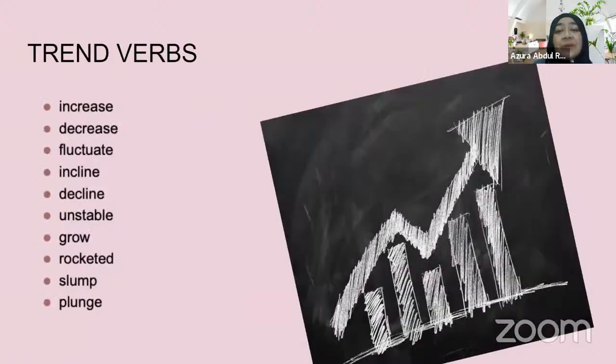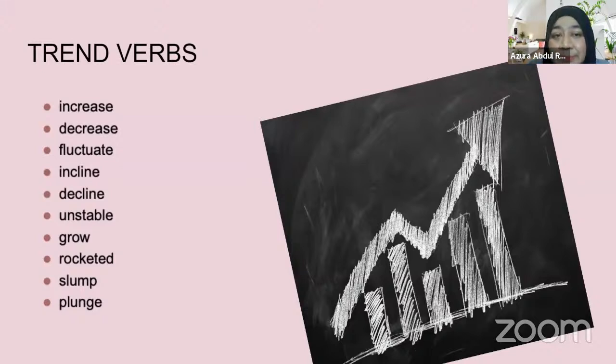Okay, these are trend verbs, like you said just now. Okay, the increase, the decrease, does it fluctuate? Does it incline going up? Does it decline going down? Is it unstable where the line is like a zigzag? All right. Does it grow? Okay, is it increasing? How about something rocketed? What is the indication of something that has rocketed?